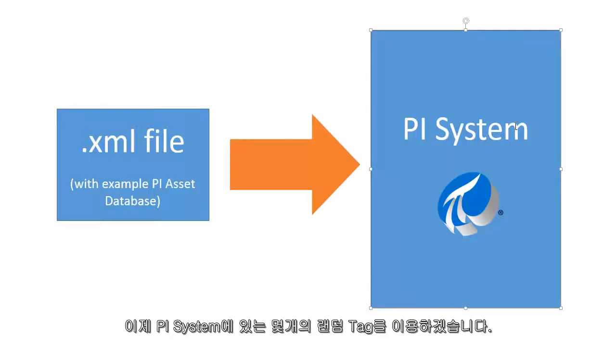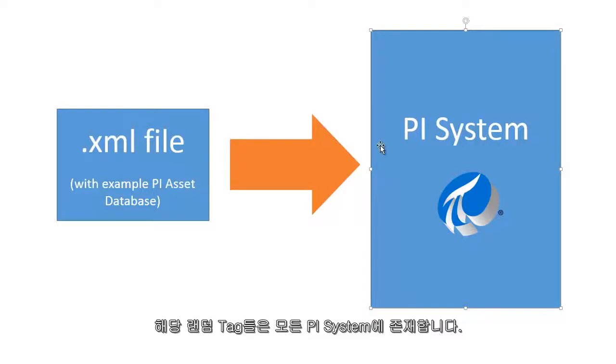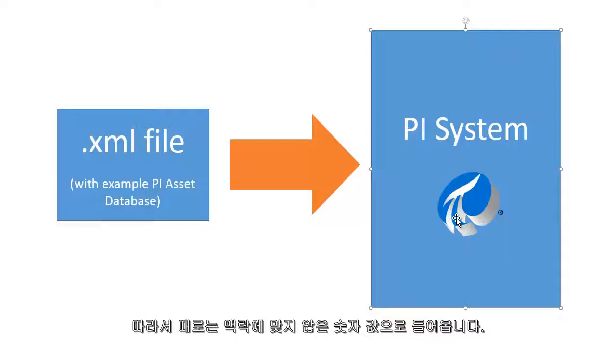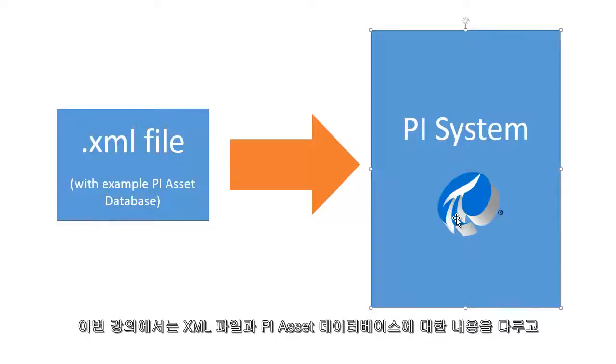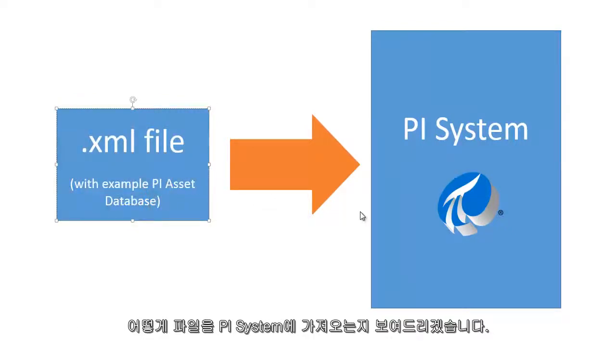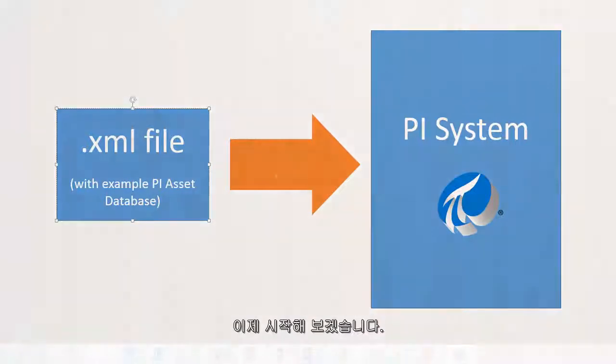Now, it's going to use some random-based tags that are on your PI system and every PI system, so some of the data might not make contextual sense, but it will be coming through as numbers. And I'm going to show you in this video how to take that XML file with an example PI asset database and put it into the PI system. Okay, so let's get started.